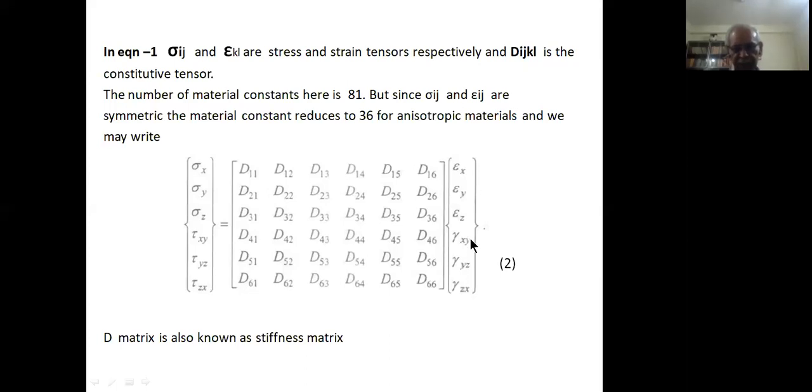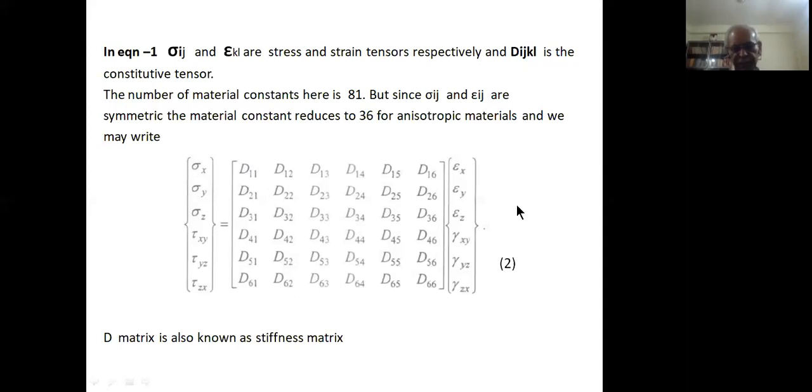epsilon x, epsilon y, epsilon z, gamma xy, gamma yz, gamma zx. Earlier we had written epsilon xy, epsilon yz, epsilon zx. In fact, it is correct to write gamma, as I pointed out earlier. Anyway, this is the stress column matrix, and this is the strain column matrix. They are connected by the constitutive matrix, which is a 6 by 6 matrix, and hence the number of constants is 36 for anisotropic material.